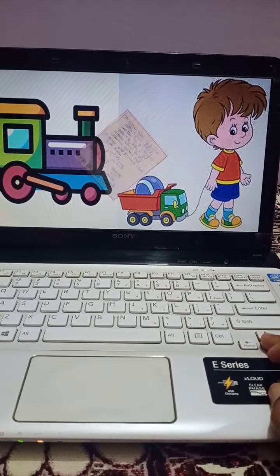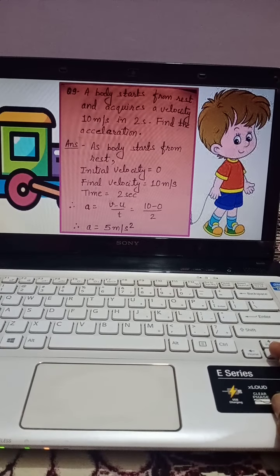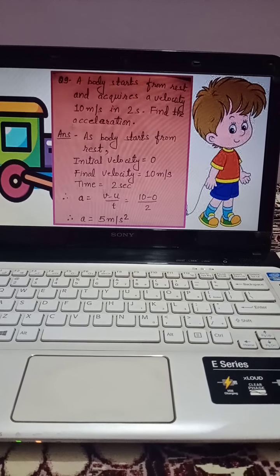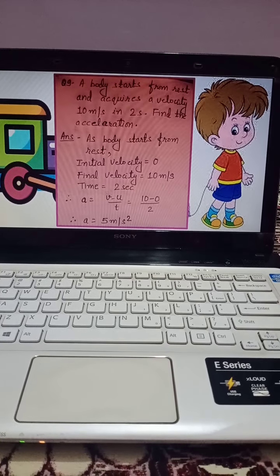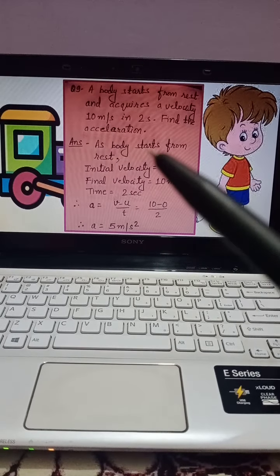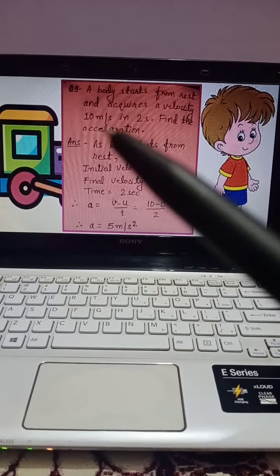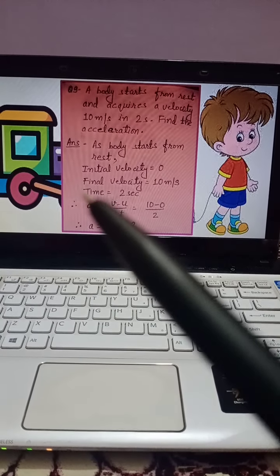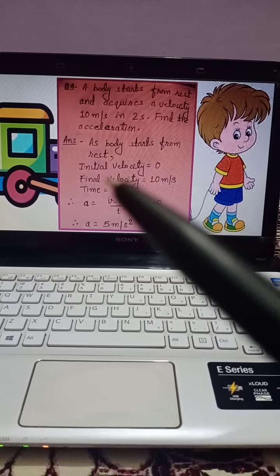In the next numerical now, a body starts from rest and acquires a velocity of 10 meter per second in 2 seconds. Then find the acceleration. So here we are going to find out the acceleration. What is given here: the body starts from rest, so its initial velocity is 0, and it acquires a velocity of 10 meter per second in 2 seconds. So the final velocity of the body is 10 meter per second and the time is 2 seconds.